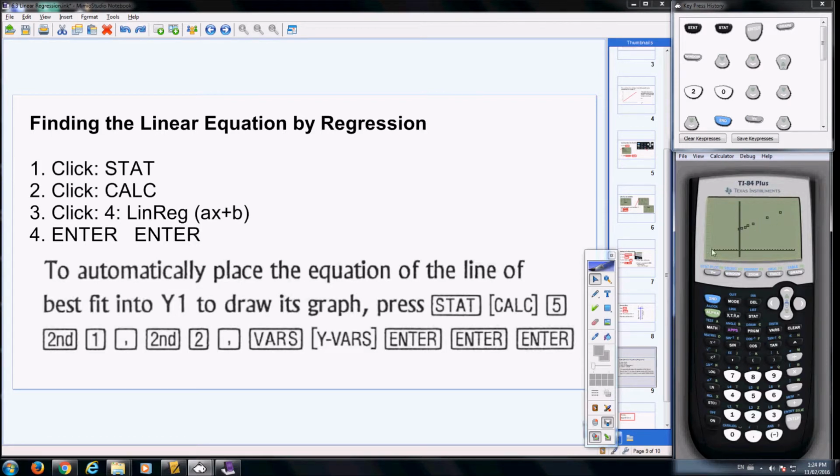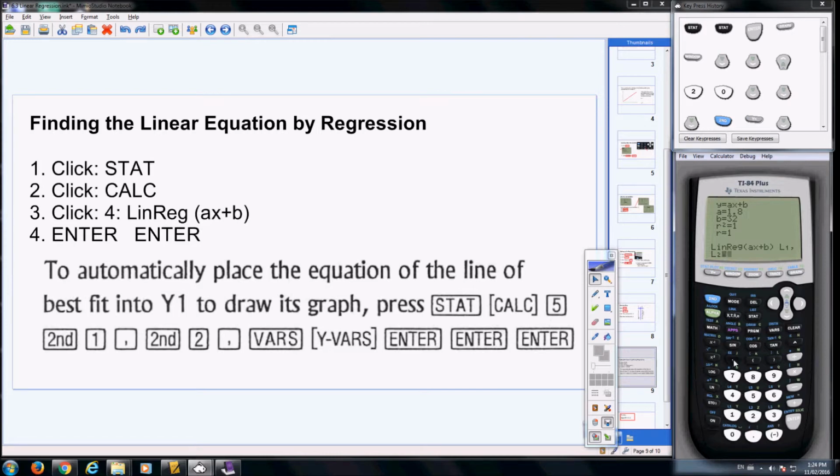Now if we want to force the graph to actually put the line in for us, the process is the same. We start with the same: Stat, Calc, down to LinReg, Enter. But here's where it changes. We're going to enter in the rest of this data. So second 1 gives me L1, comma, second 2 gives me L2. So it knows it's picking up the information from L1 and L2 to create my equation.